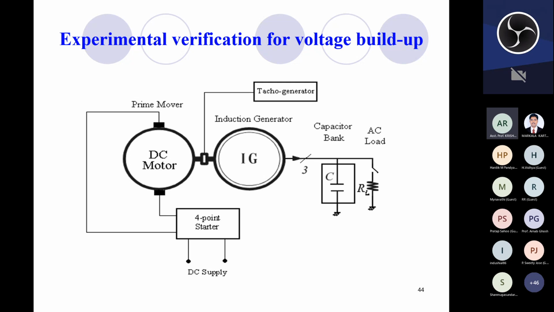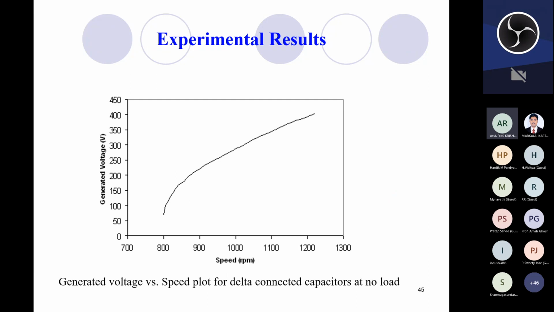So here for experimentation purpose, a DC motor is used as the prime mover in place of this wind turbine, and this is the induction generator. That means some induction machine which is used as induction generator, and this is the capacitor bank, and resistive load is used. So initially this setup is run at no load condition and then at loaded condition. So these are the experimentation results.